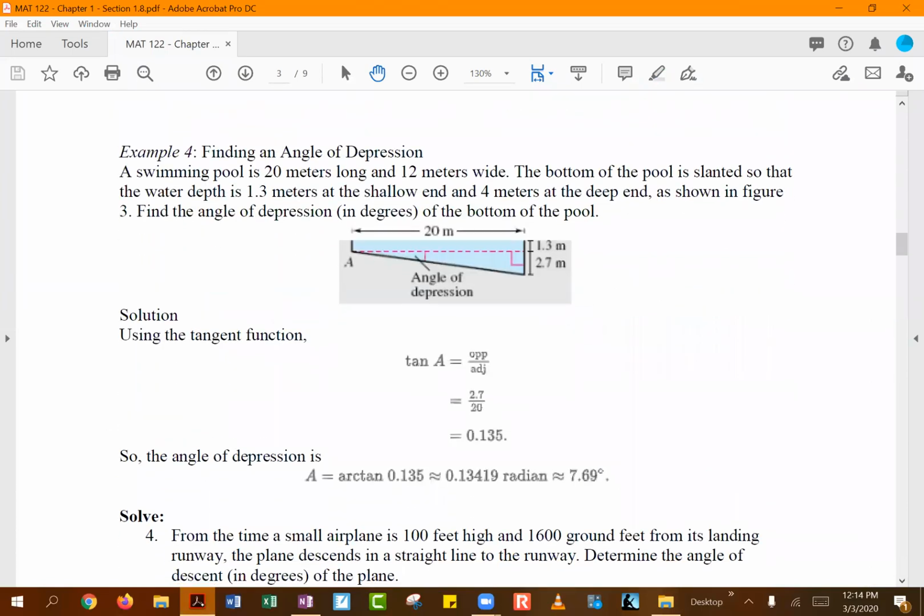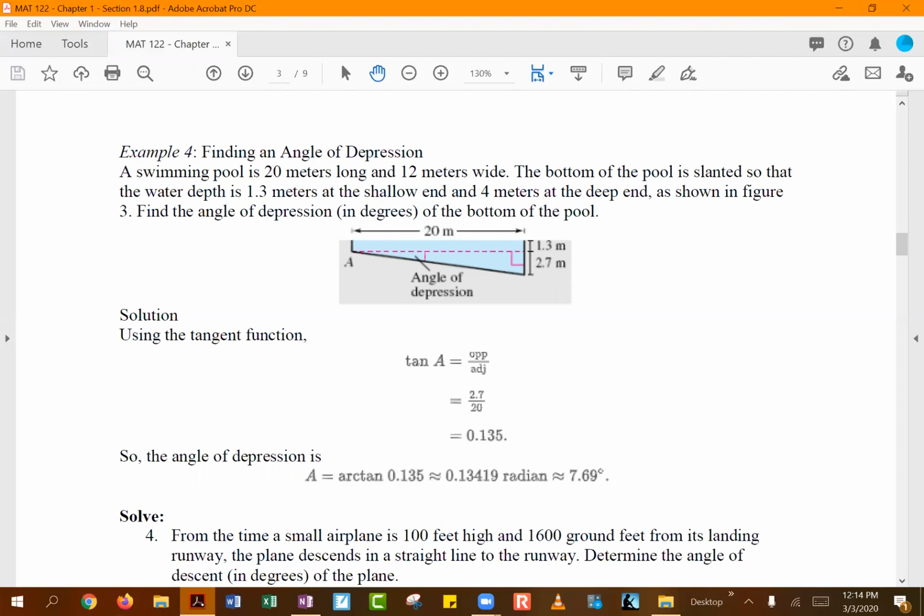Okay, now remember, angle of elevation is if you're looking up from your line of sight, angle of depression would be looking down, right? So here they're talking about a swimming pool that is 20 meters long and 12 meters wide. The bottom of the pool is slanted so that the water depth is 1.3 meters at the shallow end and goes down to 4 meters at the deep end. They want to know what is the angle of depression to the bottom of the pool.